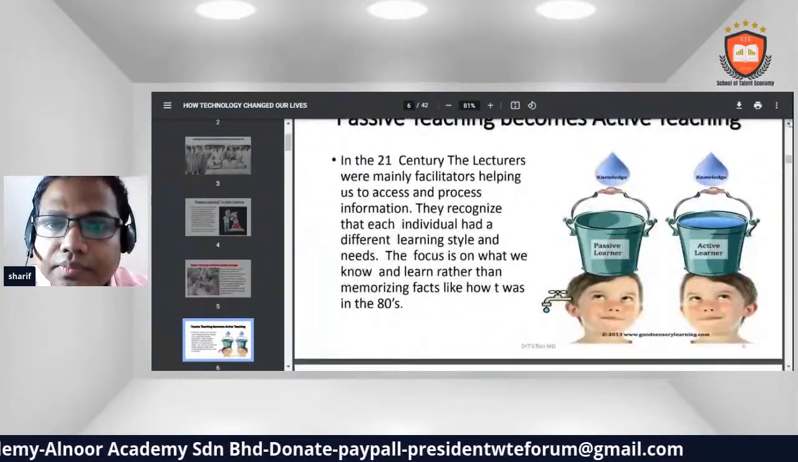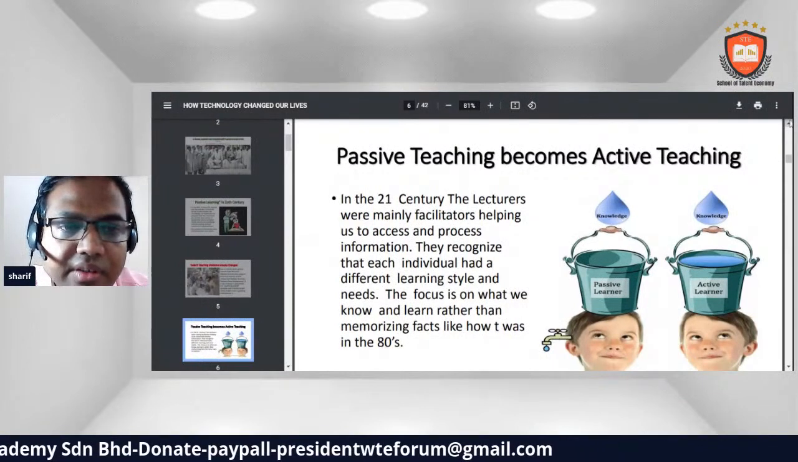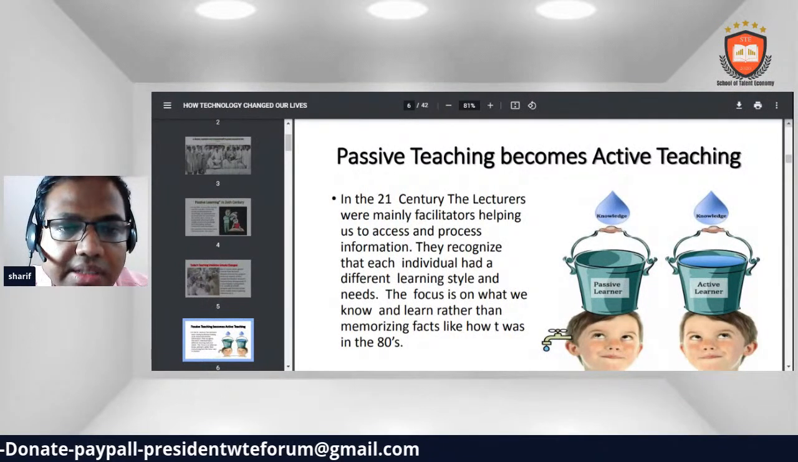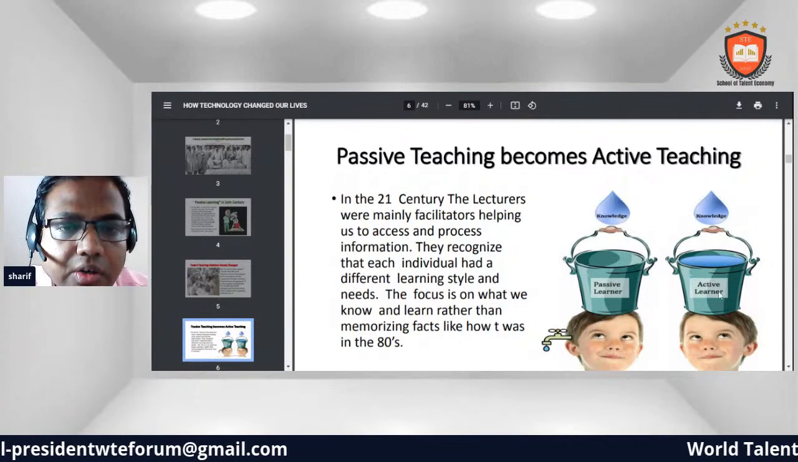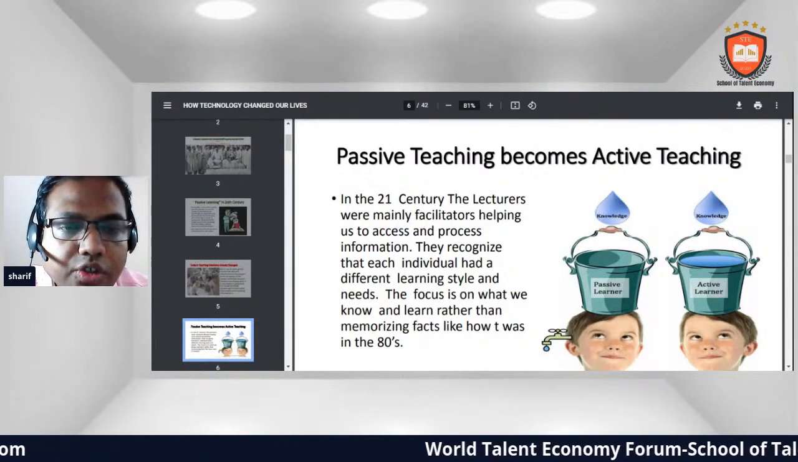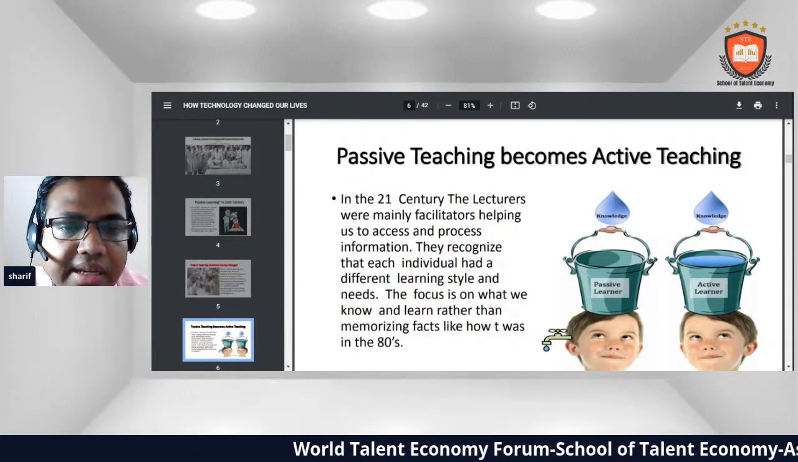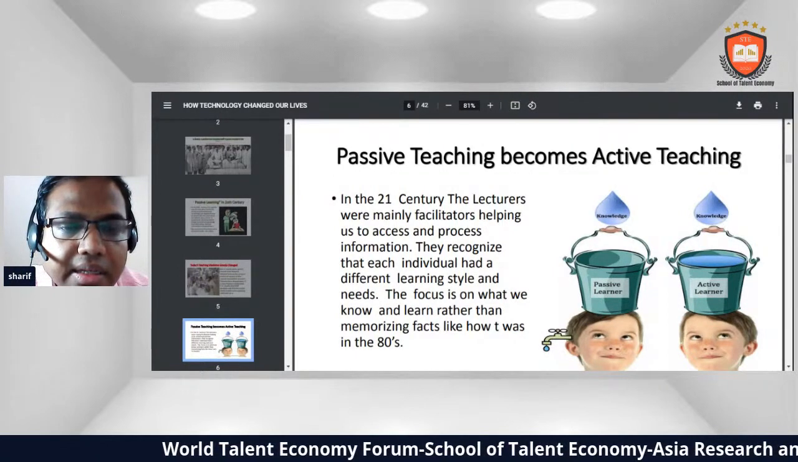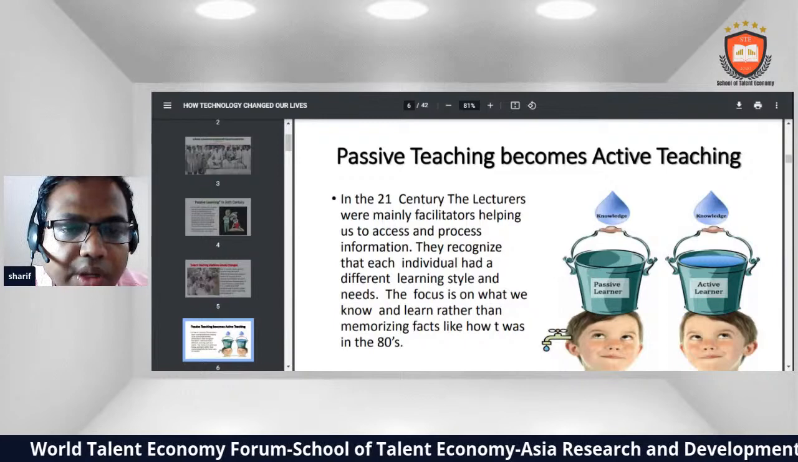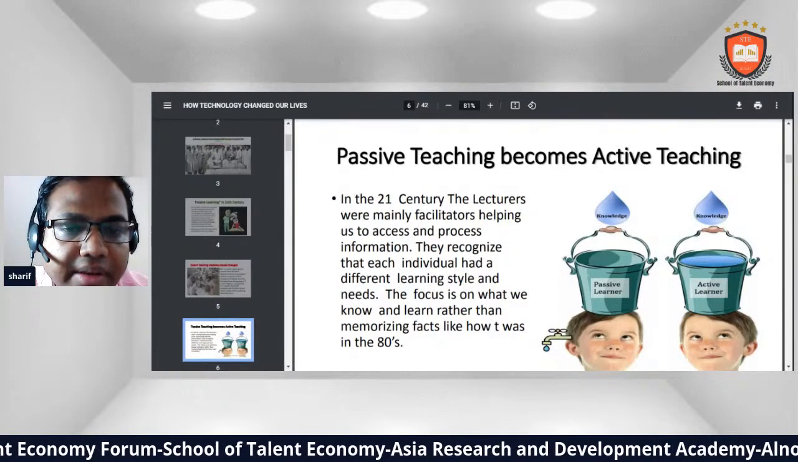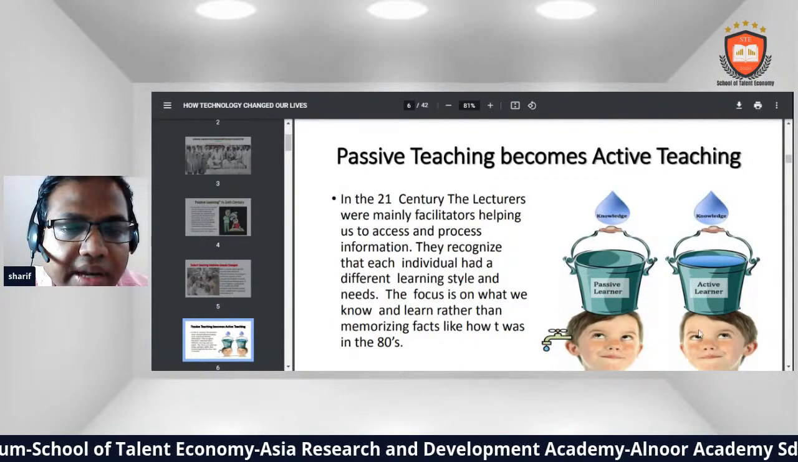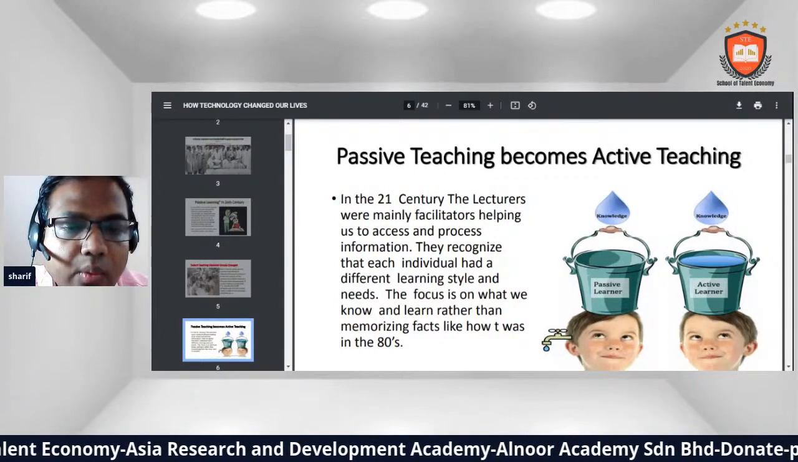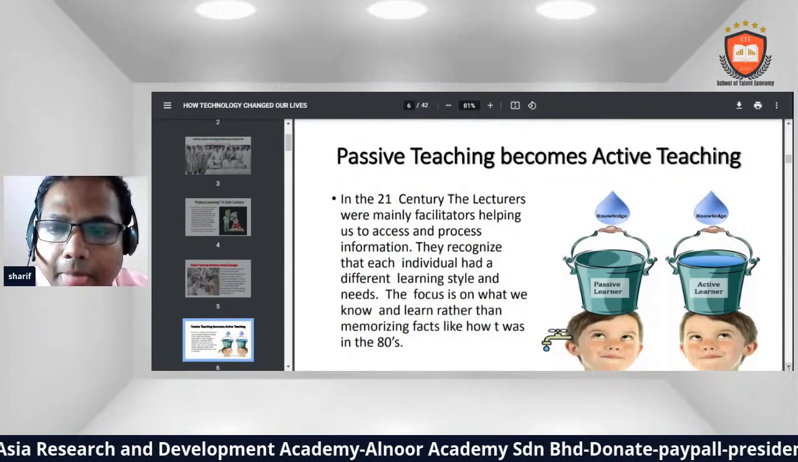Passive teaching became active teaching. In the 21st century, the lecturers were mainly facilitators helping us to access and process information, with recognition that each individual had different learning styles and needs. The focus is on what we know and learn rather than memorizing facts like in the 80s.